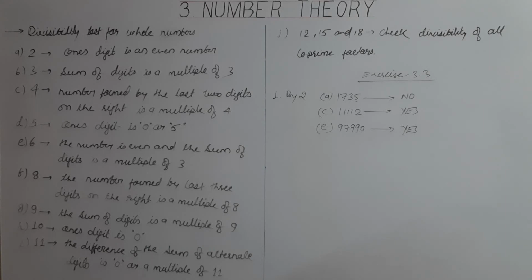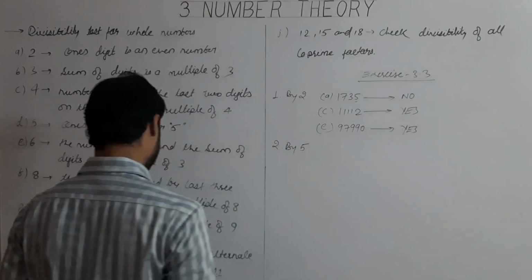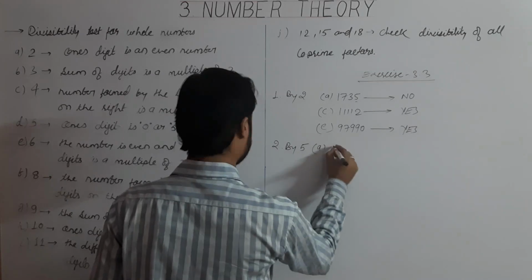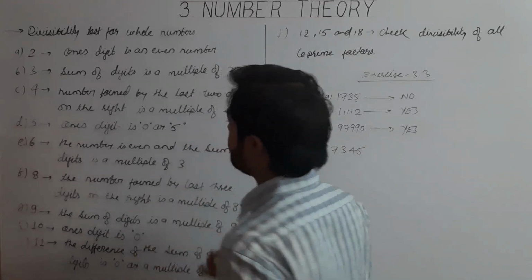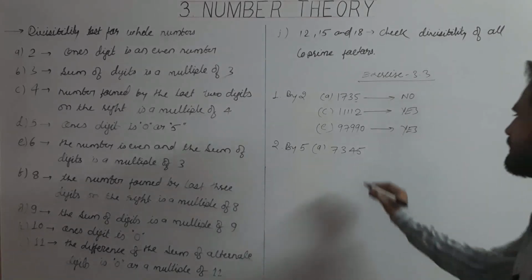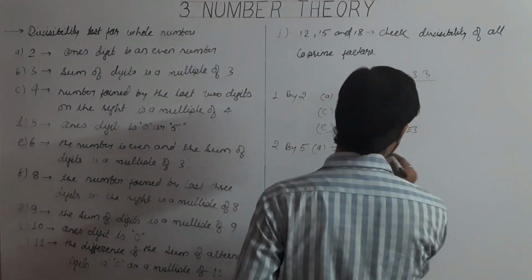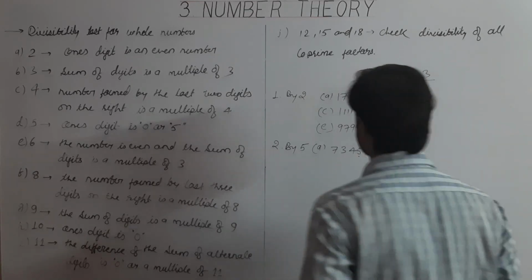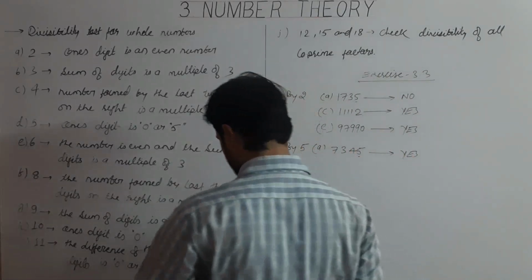Next question, question number 2. We have to check for 5. First question A, 7345. Now for 5, we have to check again the ones digit. If the ones digit is 0 or 5, then the given number is divisible by 5. Ones digit, last digit is 5. So this number is divisible by 5. Answer is yes.